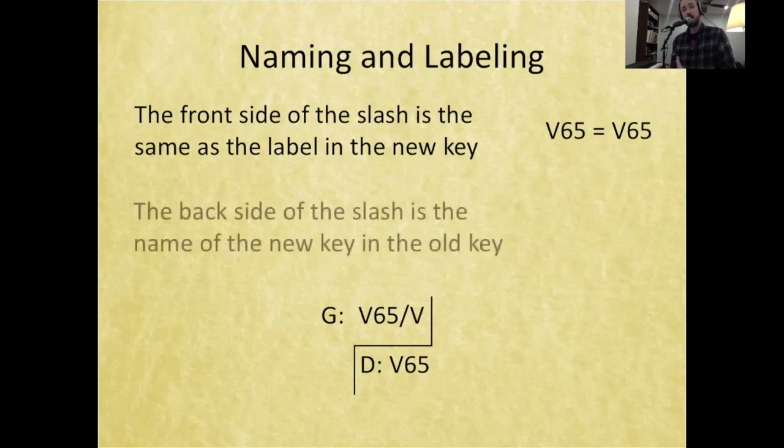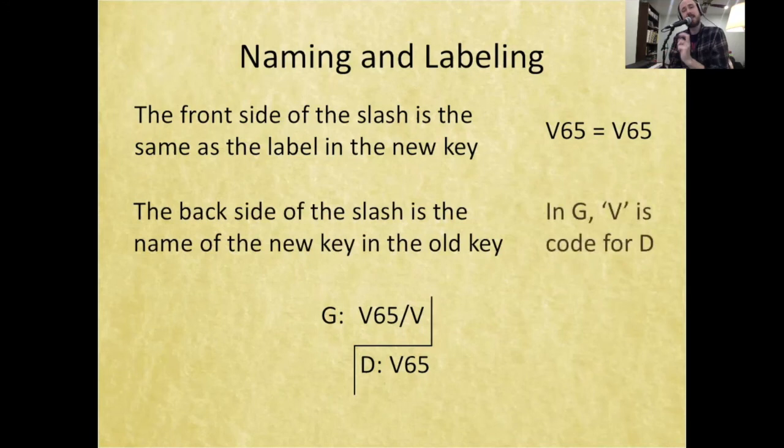Now, let's talk about the back side of the slash. This is where I think most of the confusion happens, but I think we can clear this up. The back side of the slash, the of 5 part, is the name of the new key in the old key. That's a little confusing, but it's what we would call the new key in the old key. So let's break that down.